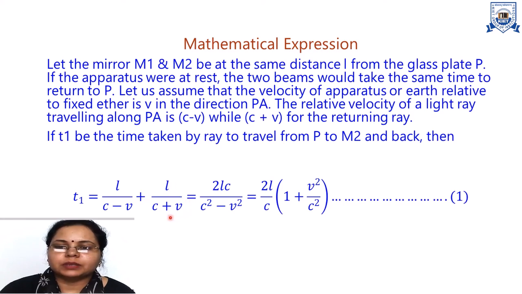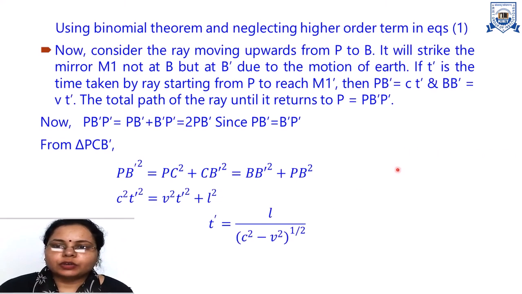So the total time is L upon c minus v plus L upon c plus v. Finally we get 2Lc upon c square minus v square. Now taking c square common, we get 1 minus v square by c square. Using the binomial theorem and neglecting higher order terms in equation 1, we get 2L upon c times the bracket 1 plus v square by c square.